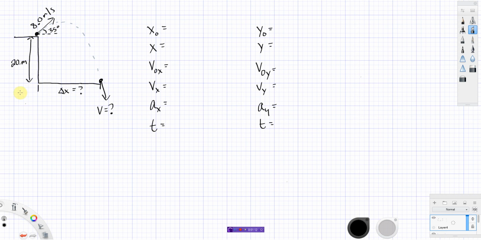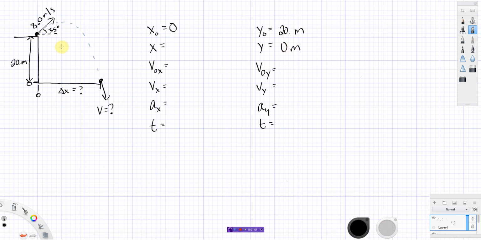So for instance, I'm going to make the decision that the base of the building is at a horizontal distance of 0. That would make the initial position of the ball in the x direction 0. I'm also going to decide that the ground is 0 for the y direction. Now, that means the initial position in the y direction is 20 meters. And the final position, in the end, is at a height of 0.